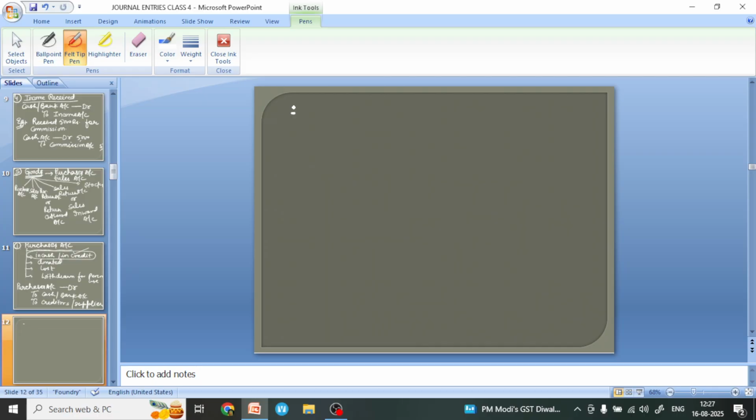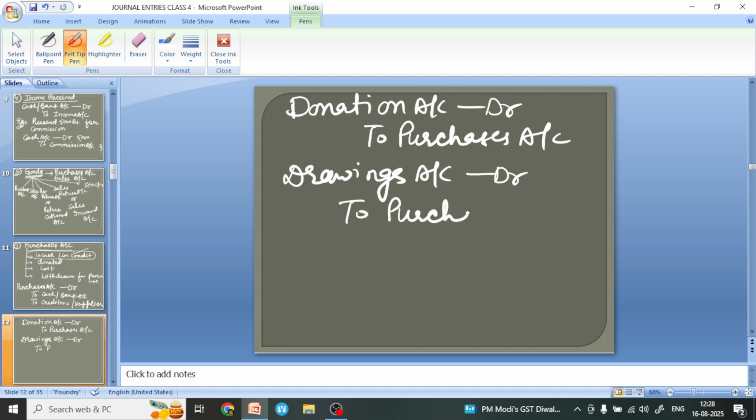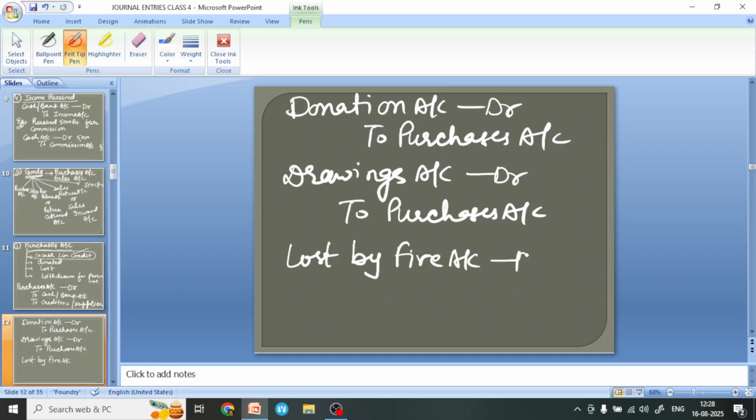When we donate goods, then we will pass entry donation account debit to purchases account. When we withdraw goods, then we will pass entry drawings account debit to purchases account. And when goods are lost, then the entry will be lost by fire or lost by theft, etc., debit to purchases account.